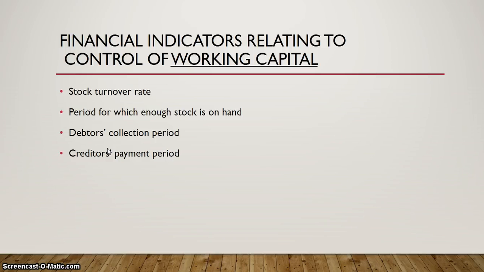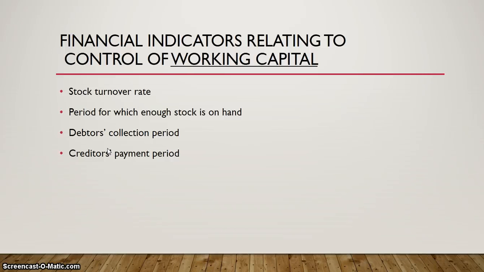Now, this will be determined by the type of business. For example, if I'm selling fresh produce, then my stock turnover rate will be very different to a company selling furniture. Do you get what I'm saying? So the type of business is important for when you analyze and interpret our stock turnover rate.